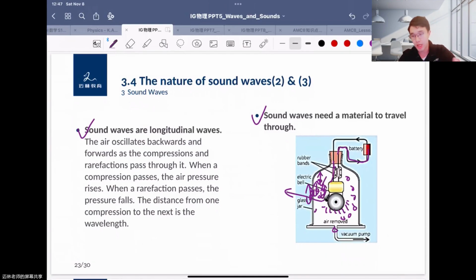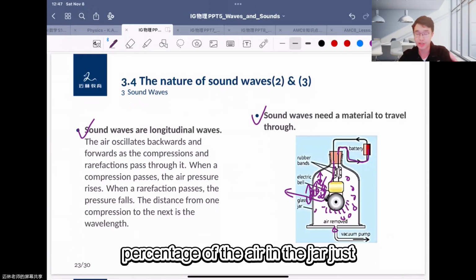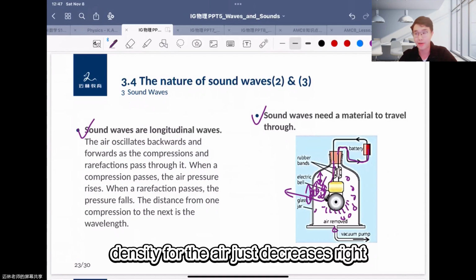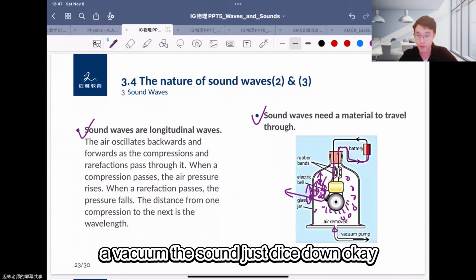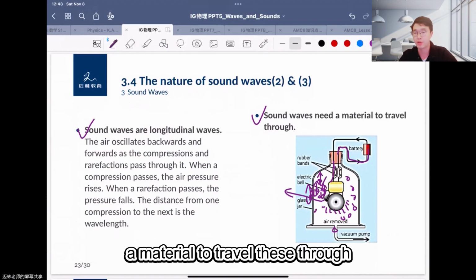But if the density of the air, or the percentage of the air in the jar, decreases, you can say that the density of the air just decreases, right? So once it becomes a vacuum, the sound just dies down. Okay, so we have a conclusion: sound waves need a material to travel through.